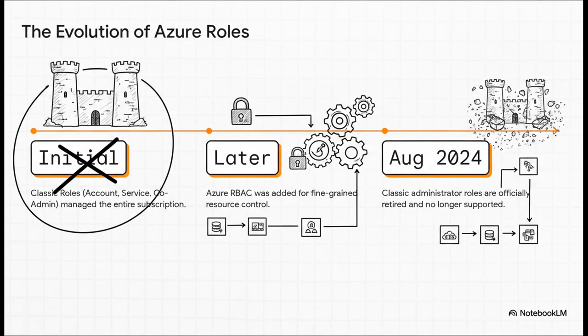And this timeline really shows you how we got here, right? In the beginning, when Azure was new, you had these super powerful classic roles that did everything. They were the master keys. But as the cloud got bigger and way more complex, that just wasn't going to cut it. It wasn't secure, it wasn't flexible. And that's why Microsoft brought in Azure RBAC, to give us that really fine-grained control we needed. And just like that, the old system became a thing of the past.